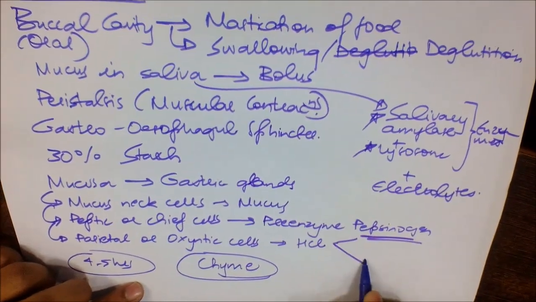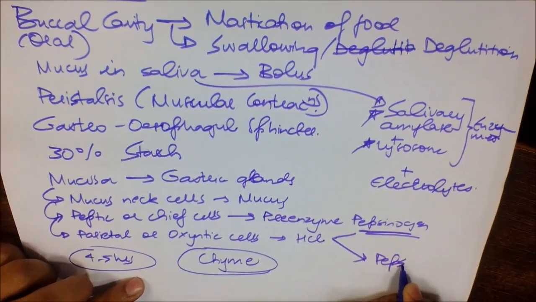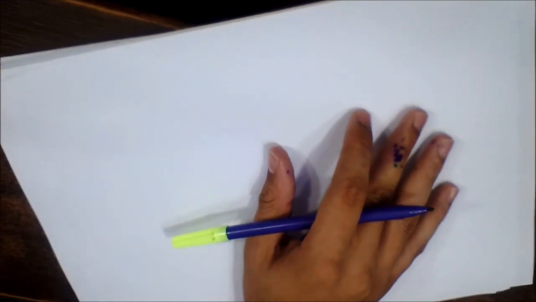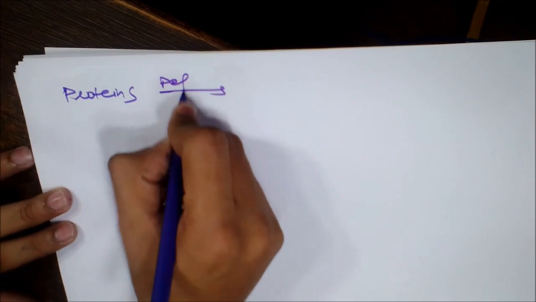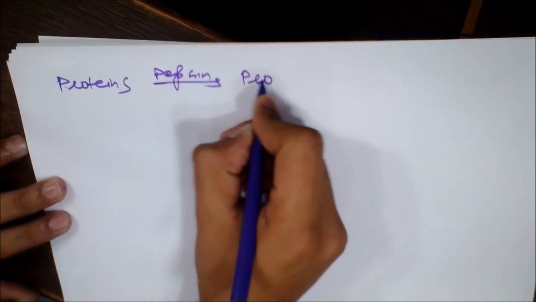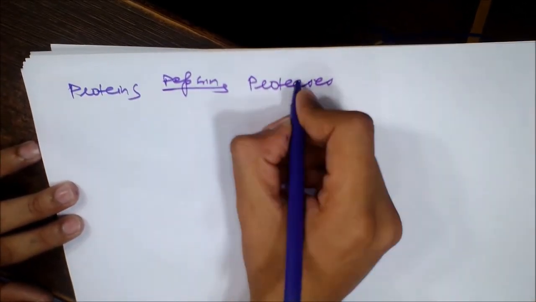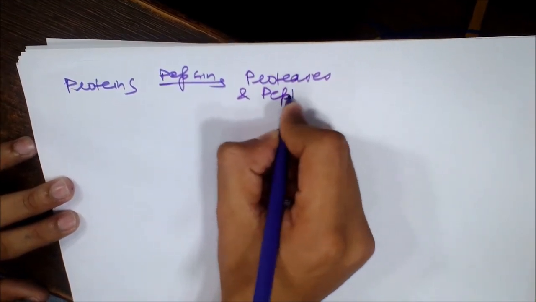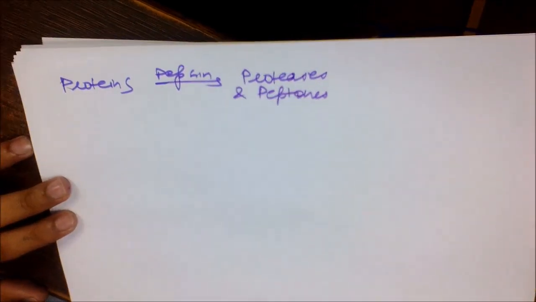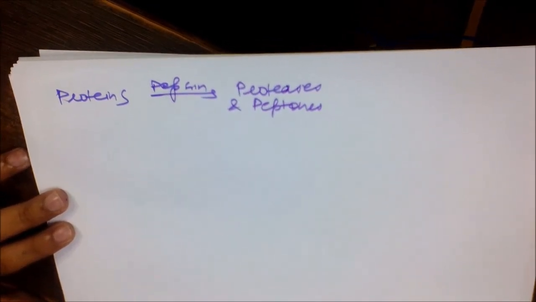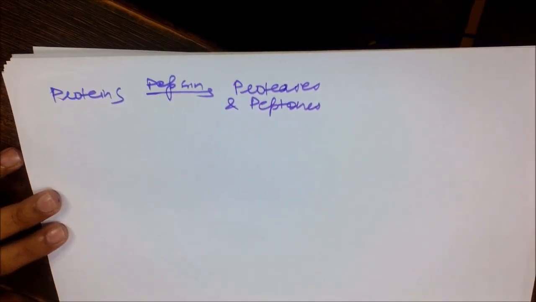Pepsinogen on action by HCl gets converted into pepsin. The function of pepsin is to convert proteins into proteoses and peptones. HCl provides the acidic pH, which is around 1.8, which is optimal for the action of pepsin.